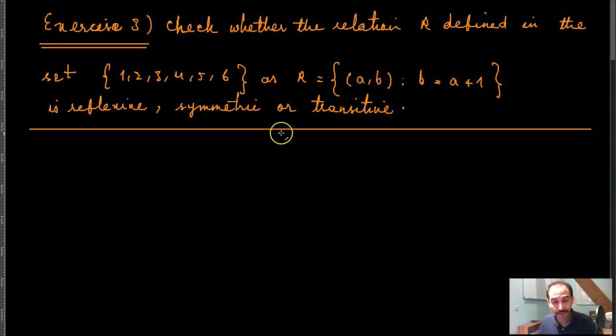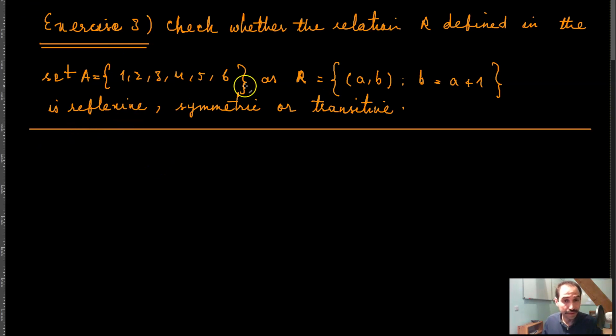If you want to write the relation R in this set, let's call the set A, basically b has to be a plus 1.